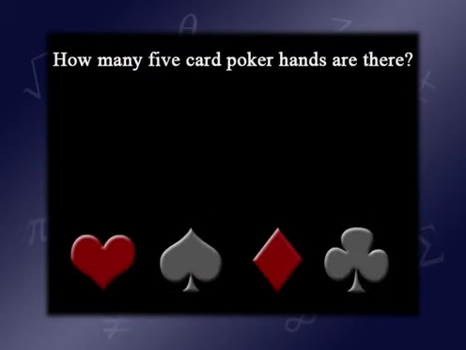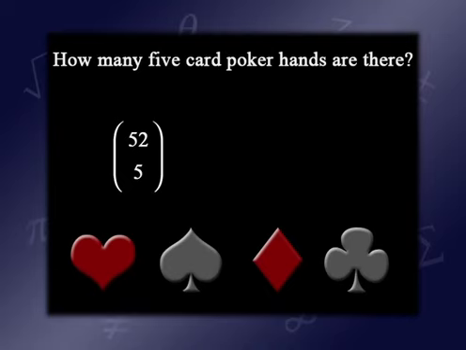So for example, in the game of poker, how many 5-card poker hands are there? Well, you have 52 cards. You're going to choose 5 of them. The order that you get the cards is not important. We're playing a game like 5-card draw, not a game like 5-card stud, where order would be important.